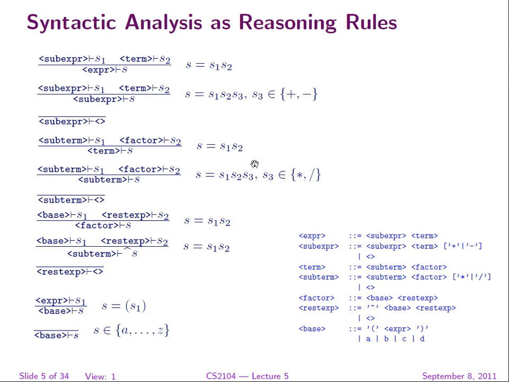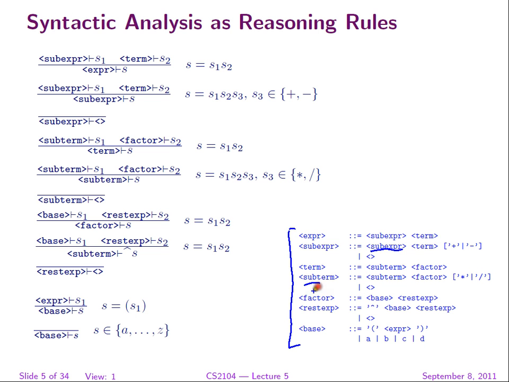And we can take the grammar that we have seen and model the syntactic analysis process as a bunch of reasoning rules, right? So here in the lower left corner, there's the grammar. As a reminder, it is the grammar that we used last time for expressions, and it models correctly the associativity and precedence of plus, minus, star, division, and the power operator. Remember that in order to have left associativity, we need to have left recursion, and you can see the left recursion here. Sub-expression goes to sub-expression term plus minus. Without this, we can't have left associativity.